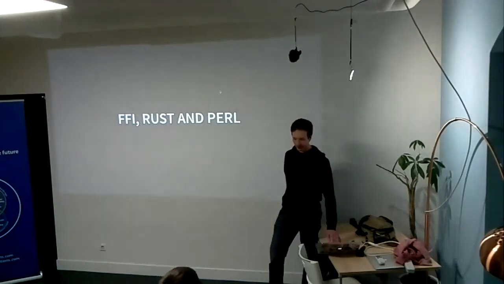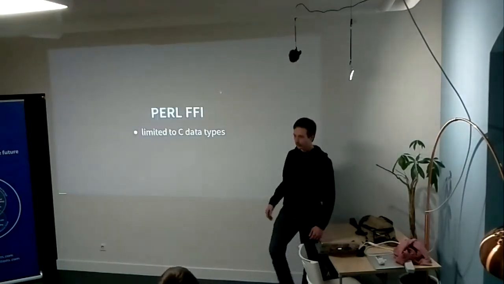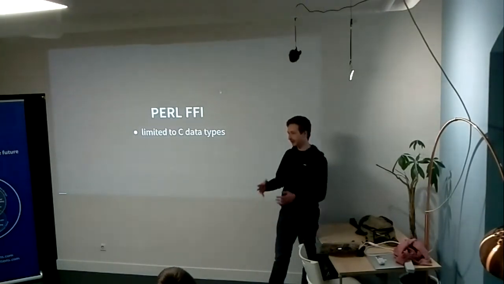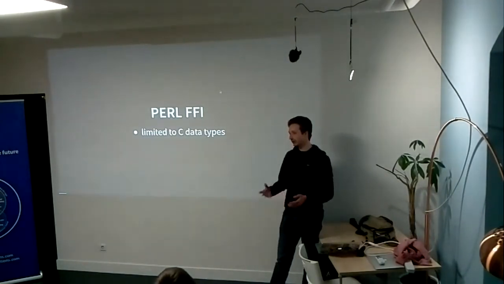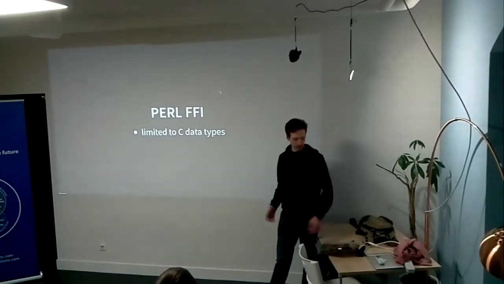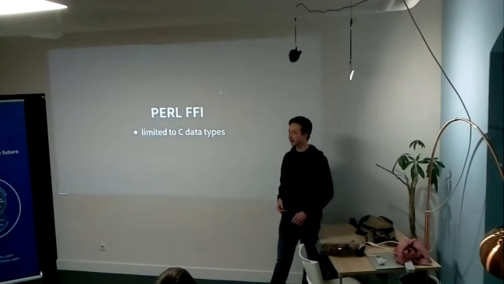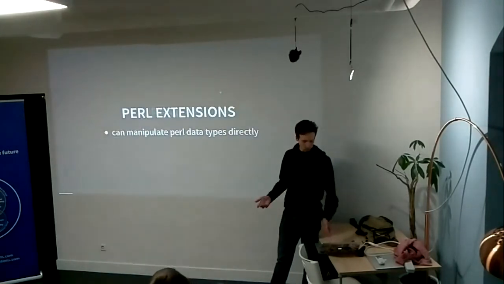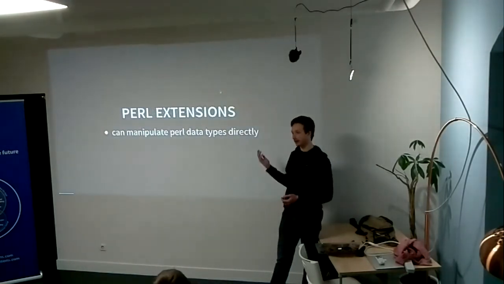My name is Vickenty, and I'm going to talk about FFI, Rust, and Perl. So, what is FFI? FFI is a foreign function interface, and basically, in broad terms, a way for two languages to talk to each other. It's a feature of one language to talk to another. For example, Perl has a module called FFI. You can load a C library with it, you can call functions in it, and you get a C-level interface out of it. What Perl also has are extensions.